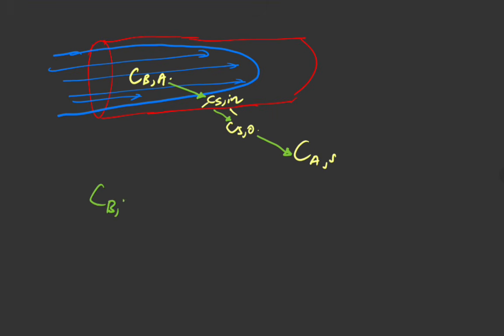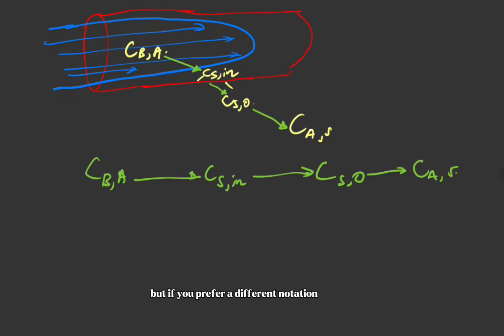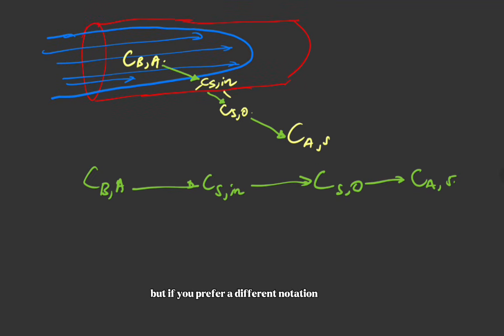Concentration of B in the bulk, concentration of A in the bulk, concentration on the inner surface, concentration on the outer surface, concentration of A in the surrounding. I know I'm using my own notation, but if you prefer a different notation, you just need to make sure that you show us what your notation is before you continue and answer the question.